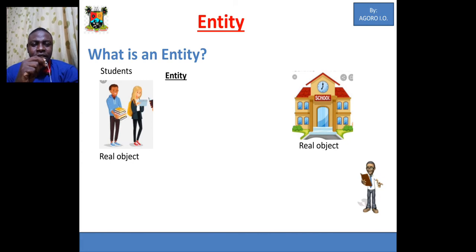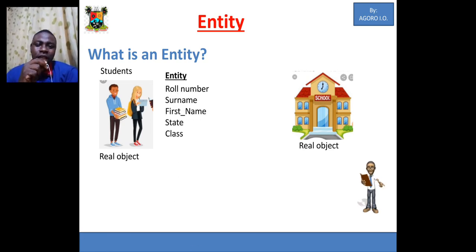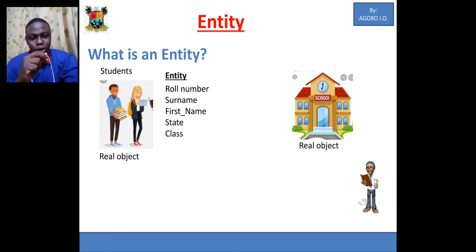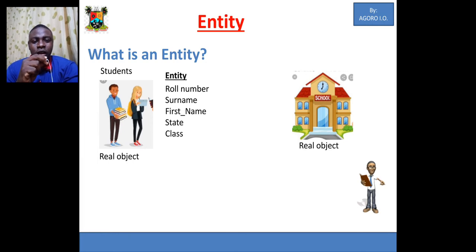Entity. The attributes of these students, which serve as the features of these students, serve as the attributes of a particular entity, because entity is a real object. So these students serve as entity and their features serve as the attributes. What are the attributes of these students? Student has roll number, student has surname, student has first name, student belongs to a state, and the students also belong to a particular class. So all these are attributes of an entity.